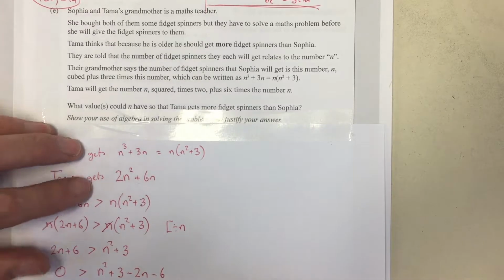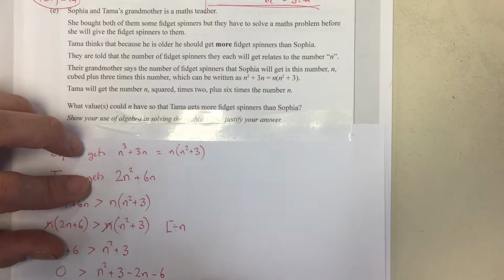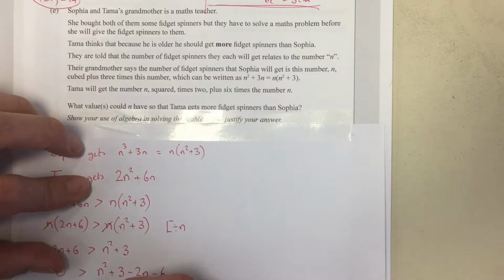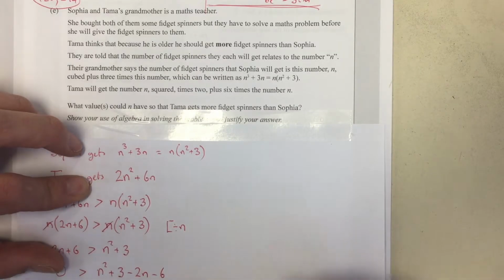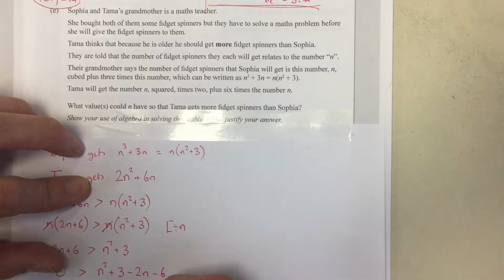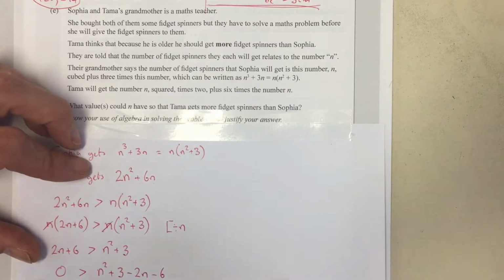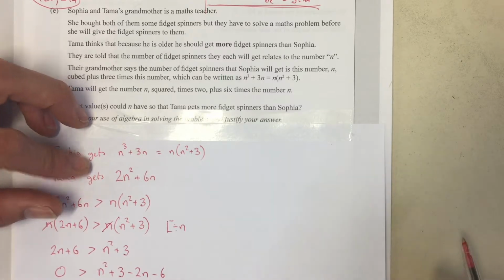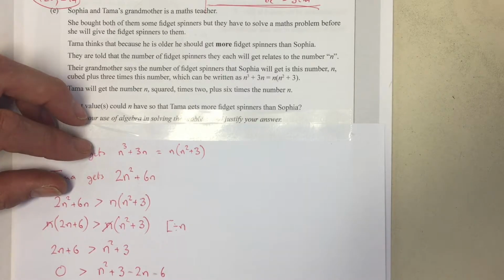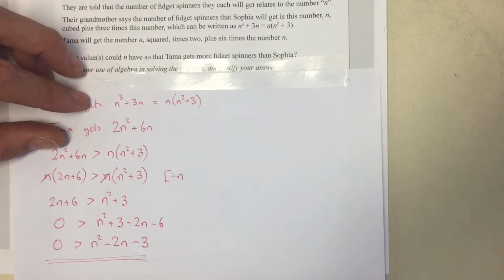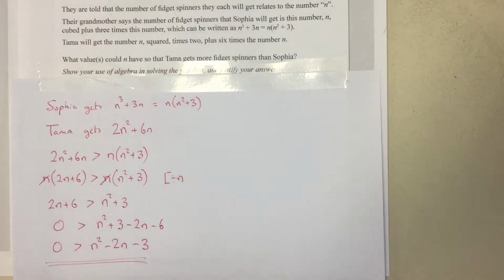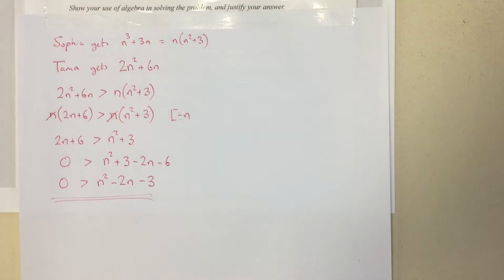I'm going to put it in the order we like, ax squared plus bx plus c. I'm going to move my minus 2n next. I'm just rearranging it. Plus 3 minus 6 is minus 3. Okay, so I've got a quadratic inequation here. How do we solve quadratic inequations? Well, I'm just going to move you down a little bit.